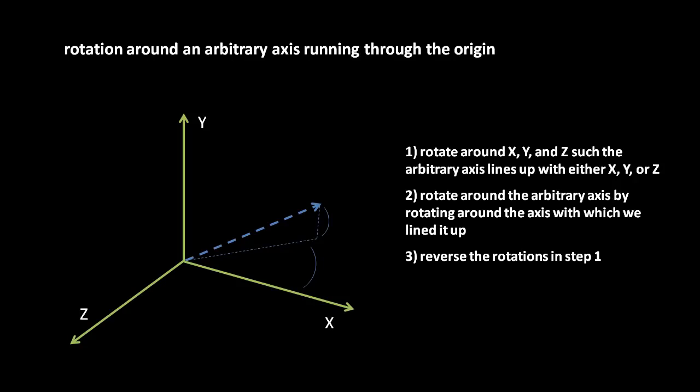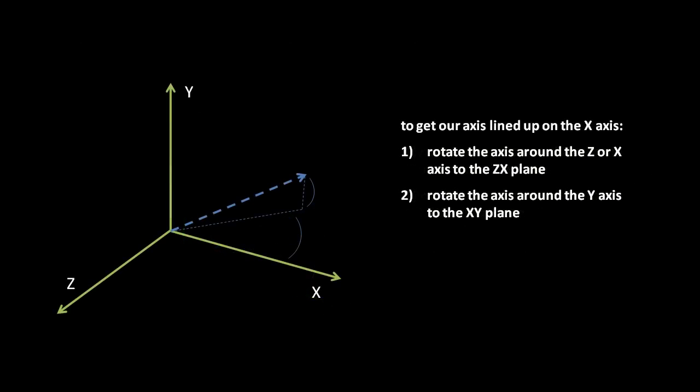The only question now is how exactly to rotate the line onto one of the axes. Let's say we choose to rotate the line to overlap the x-axis. We have a few options, actually. We could first rotate the line to the zx plane by rotating around the z-axis, or we could do the same by rotating around the x-axis. Both work.